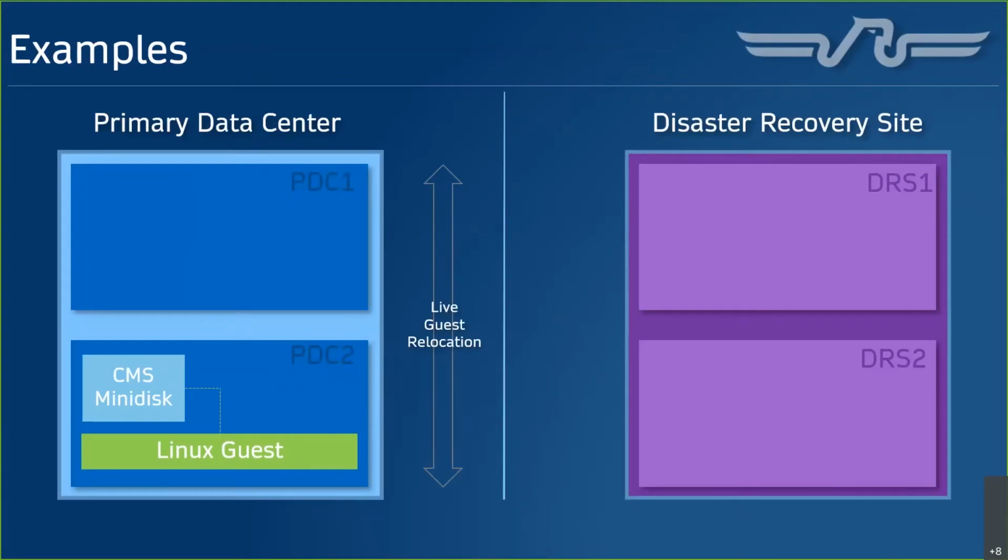At our primary data center, for example, all of our Linux guests have two network interfaces configured: an Ethernet interface for external communication, and a HiperSockets interface for internal communication. Now, when we move to the disaster recovery site, that HiperSockets interface doesn't change.